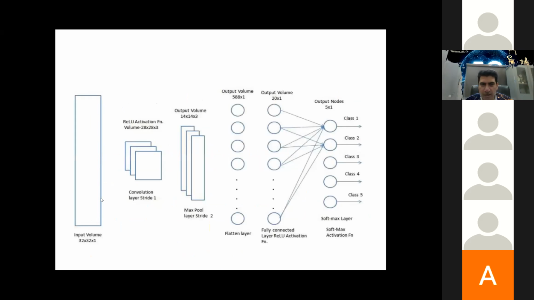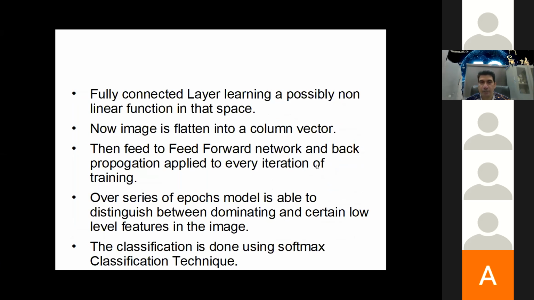Actually, I missed that image. Actually, this is the input image, convolution, max pool, output volume, fully connected layer, nodes, then activation and the classification softmax. So finally, always this is the softmax layer, which converts the probabilities into the decision making.